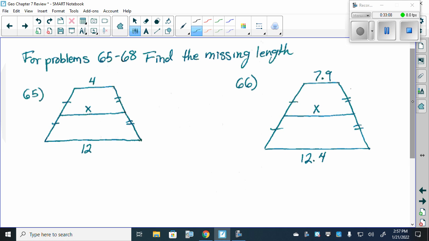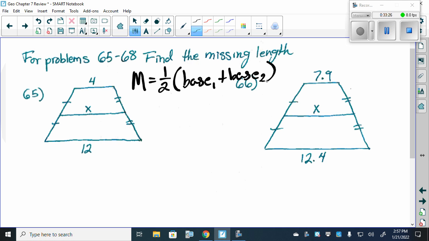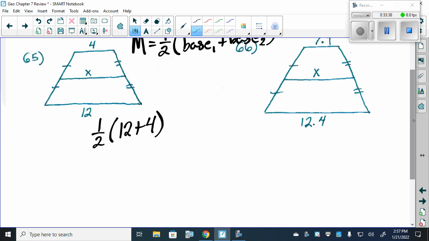So how would we solve 65? Now, it'd be nice to know that the mid-segment is equal to half of the sum of the two bases. So we would add the two bases together and multiply it by 1/2. We can take 1/2 of 12 plus 4. Well, 12 plus 4 is 16, and half of 16 is 8.